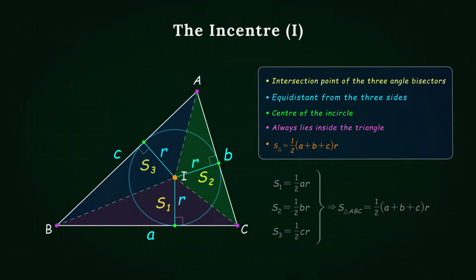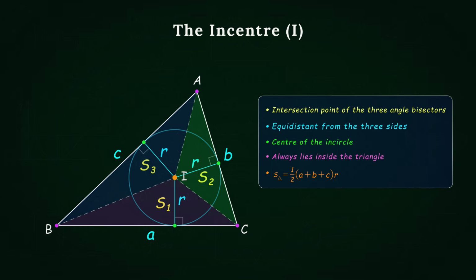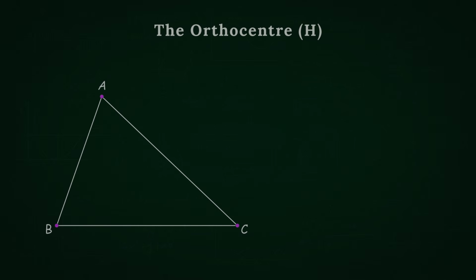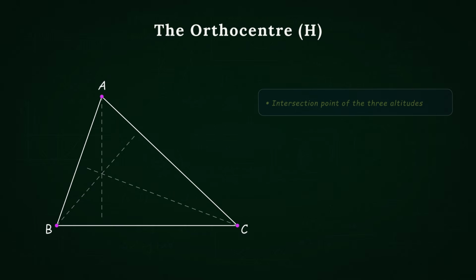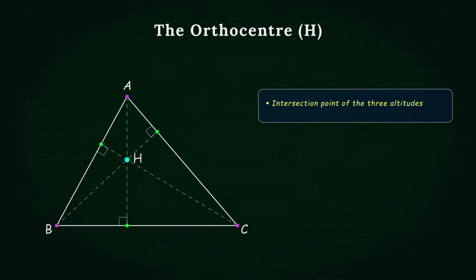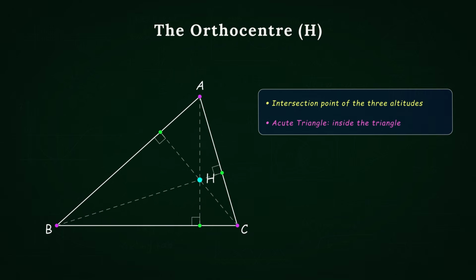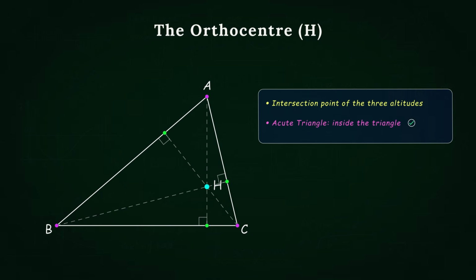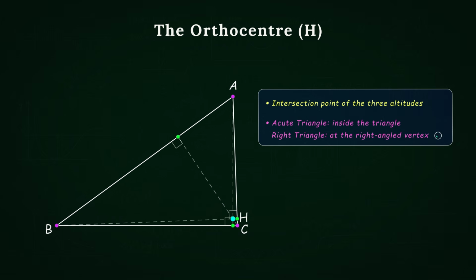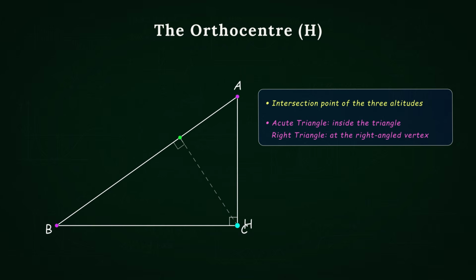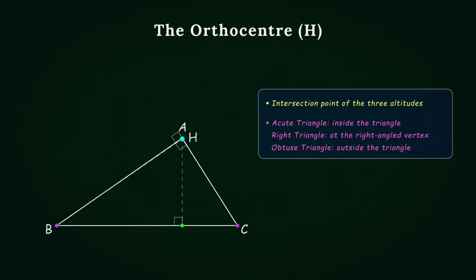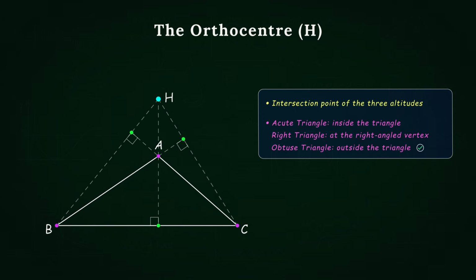Okay, that's the incentre. Next, let's look at another triangle centre, the orthocentre. The orthocentre is the intersection point of the 3 altitudes of a triangle. The position of the orthocentre depends on the type of triangle. In an acute triangle, the orthocentre lies inside the triangle. In a right triangle, it is located at the right-angled vertex. And in an obtuse triangle, the orthocentre lies outside the triangle.